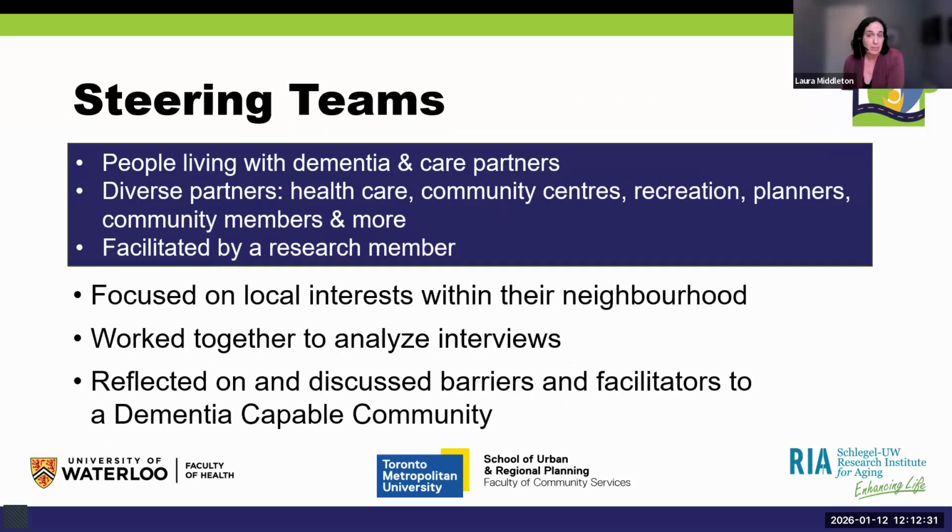The local steering teams also had people living with dementia and care partners, but also had a broad range of community members involved. So they include healthcare professionals, community centers, recreation, planners, community members, and more. Each team was facilitated by a research staff member, but really driven by our community members. The teams focused on local interests in relation to their neighborhood and their neighborhood type, identifying unique barriers and supports as operated in their communities.